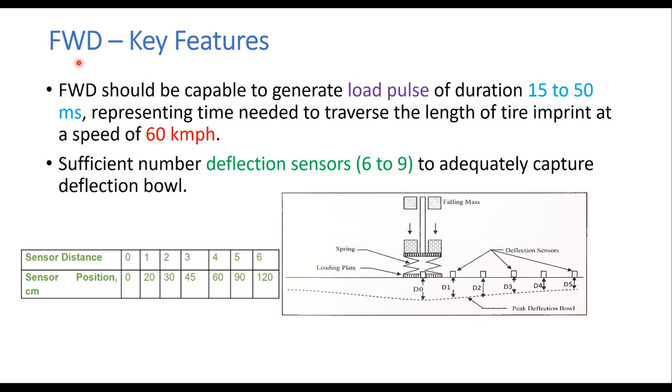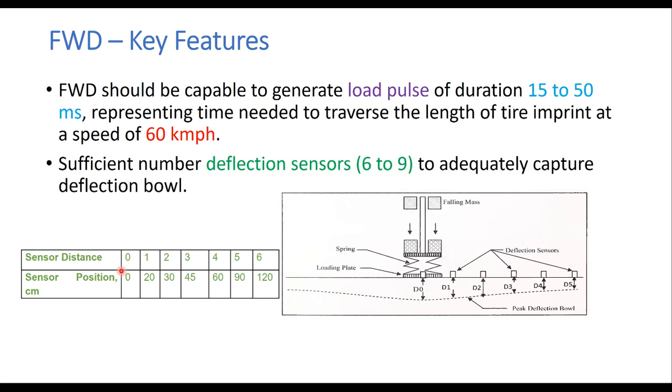FWD should be capable of generating a load pulse of 15 to 50 milliseconds, which would represent the time needed to traverse the length of the tire imprint at a speed of 60 km per hour. And a sufficient number of deflection sensors, generally 6 to 9, although there are 6 in this figure, but a minimum of 7 is recommended, and it can be up to 9 also, to adequately capture the deflection bowl.